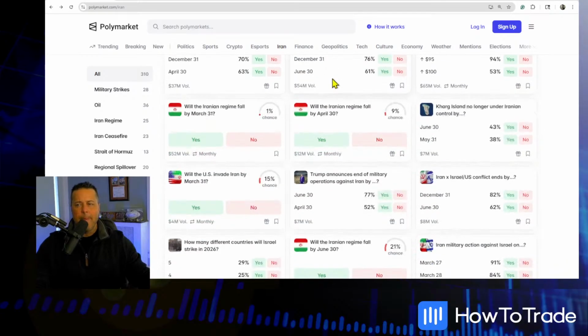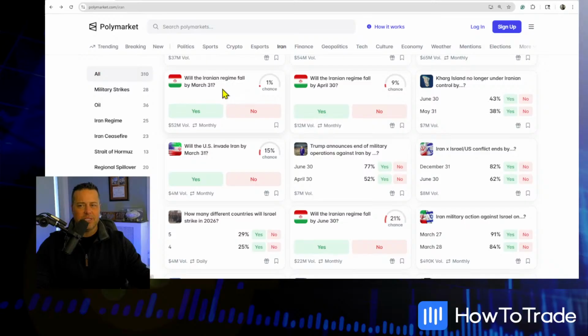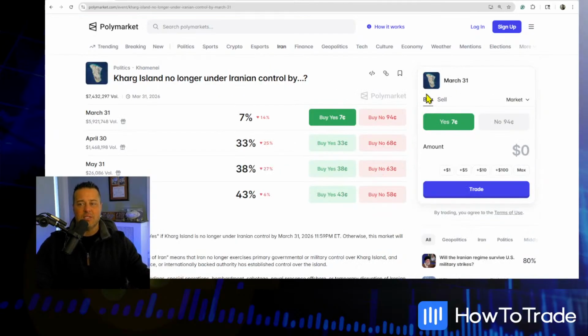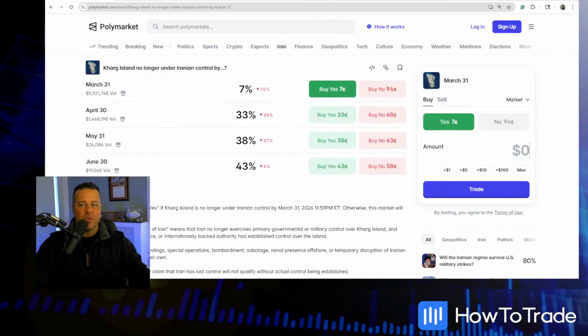I don't know. Will the regime fall by March? It's not going to fall anytime soon. They've proven that's not going to happen. And this is really one of the hot zones we're watching, Kharg Island. Kharg Island is no longer under Iranian control.